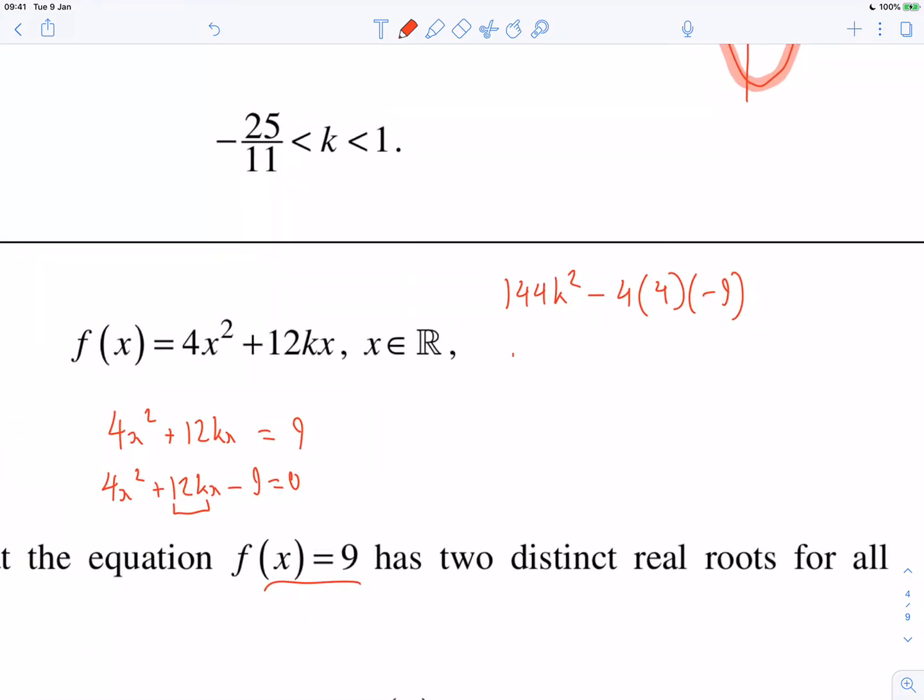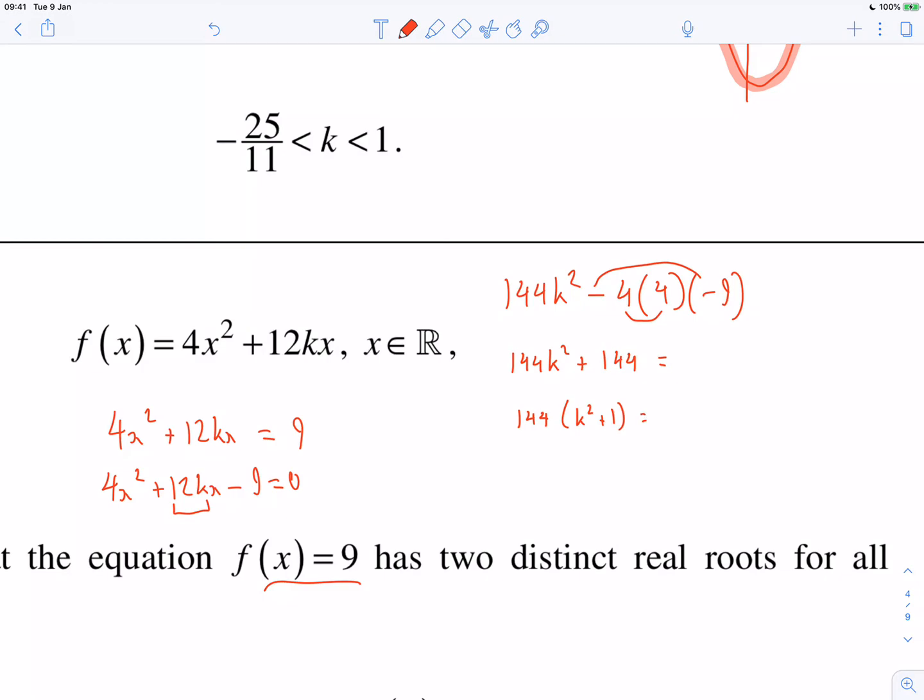Well, 144k squared, we'll leave it as it is. Minus minus becomes a plus. 4 times 4 is 16. 16 times 9, pardon me, is 144. And this clearly factorises to 144 times k squared plus 1.